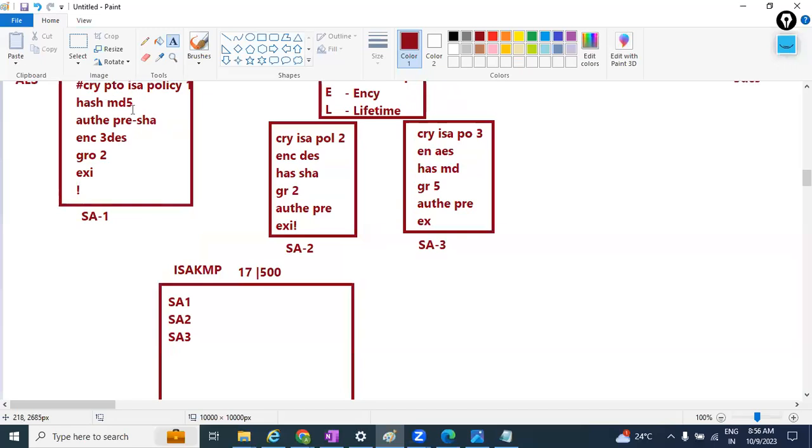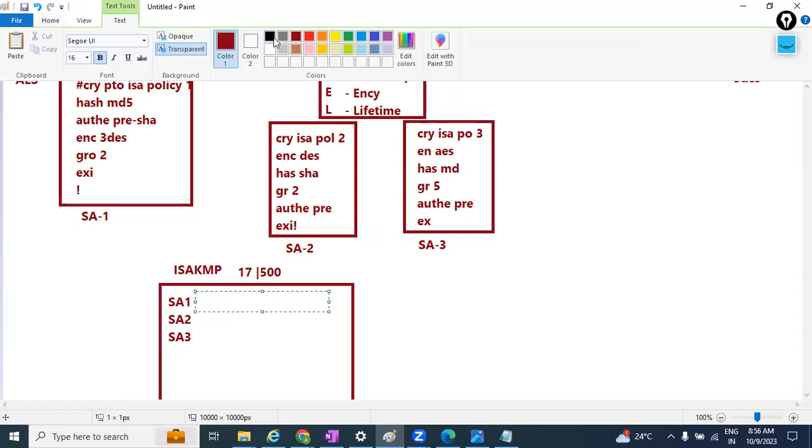Inside that, we have already decided what exactly is there. In the first one, it's about MD5, pre-share, 3DES, group 1. Let's consider, in short, I'll mention here. This is MD5. Then the next option, we have 3DES, then we have PSK, and then we have group 2. In the second, it's about SHA, then we have AES, group 2, and PSK.